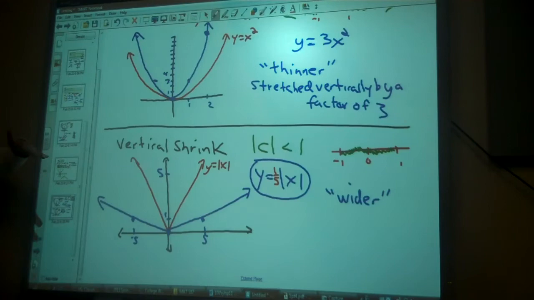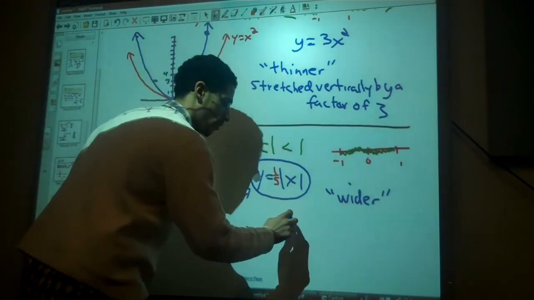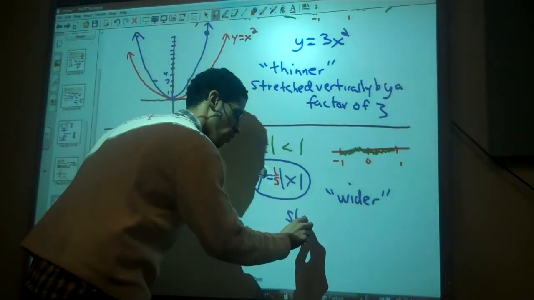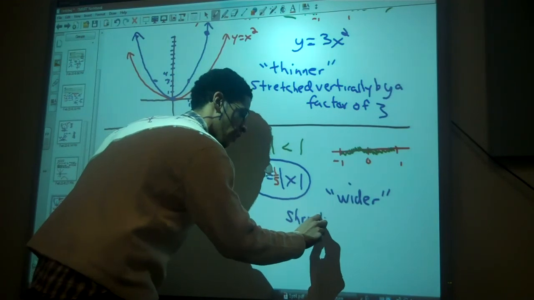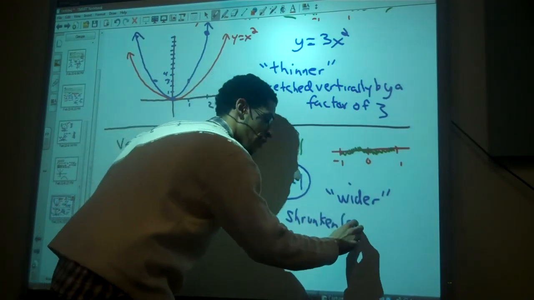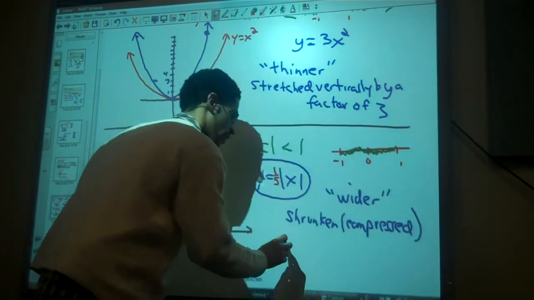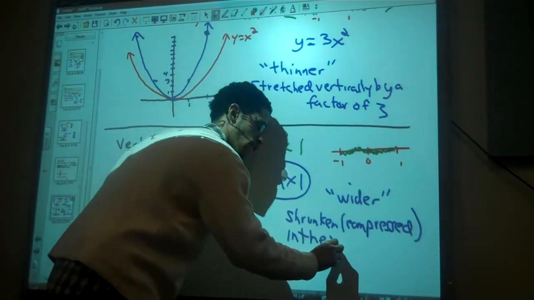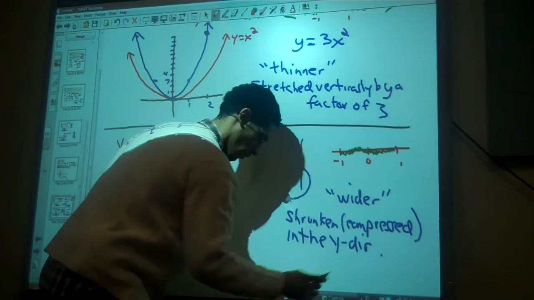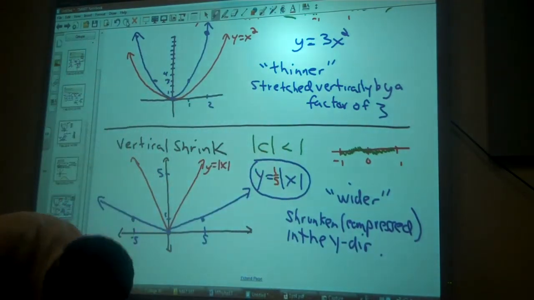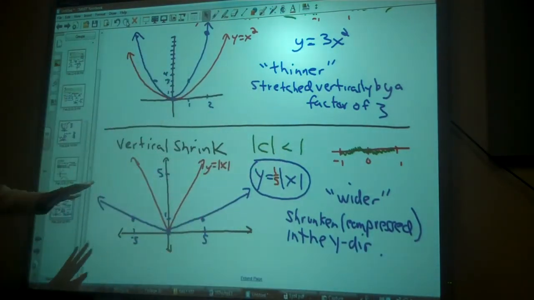You've compressed it in the y direction. Shrunken or compressed in the y direction. Okay? So that's it for our transformations. That's it for section 1.6.